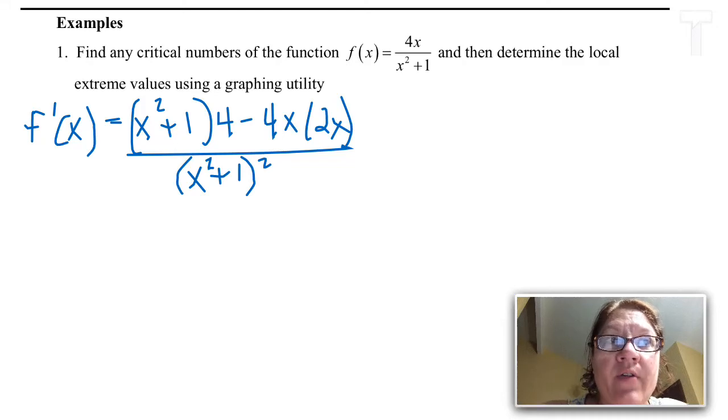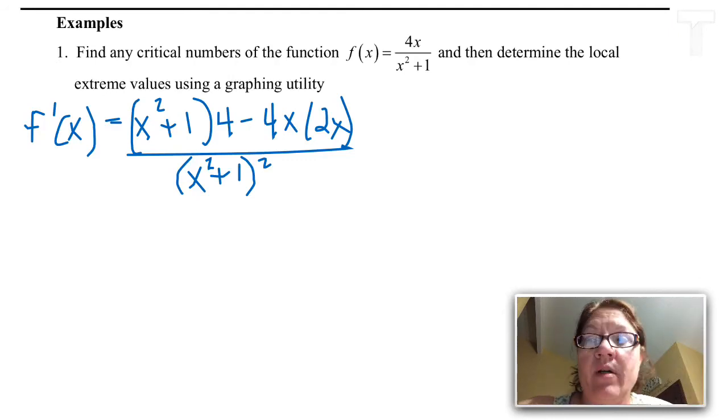So we're ready to do our first example, and of course if I'm going to find critical points, I have to look at the derivative, or the slope. So I've taken my first derivative using my quotient rule, low d high minus high d low over low squared, and then I'm going to simplify it.